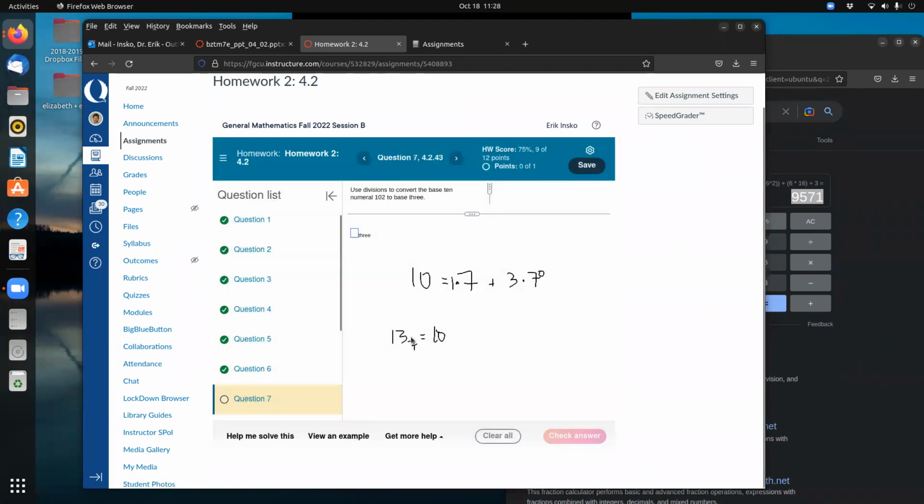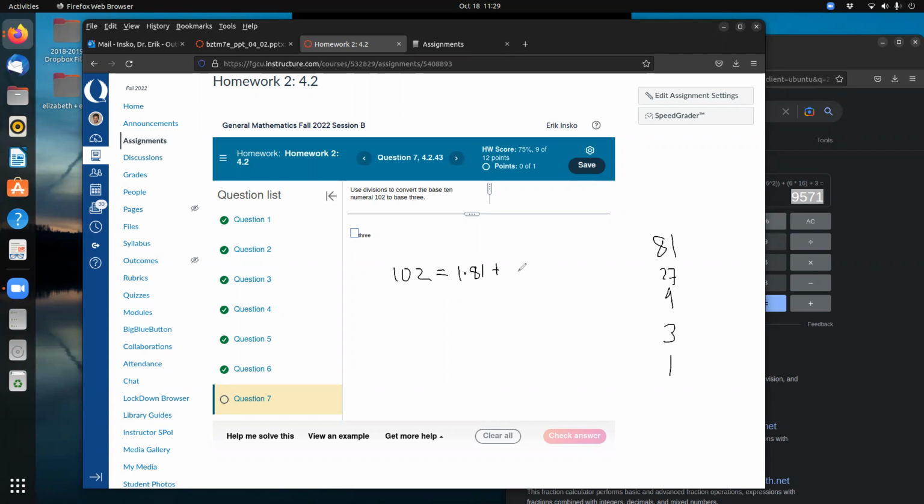Now question 7 says, use divisions to convert this 102 base 10 to something base 3. Okay. Let me clear my annotations. All right. So 102. So let me just start writing out powers of 3 first. So I have 1, 3, 3 squared is 9, 3 cubed is 27, 3 to the 4th is 81. Okay, so 102 can be written as 1 times 81 plus, and so what's the remainder there? 21. 102 minus 81 is 21, I think.